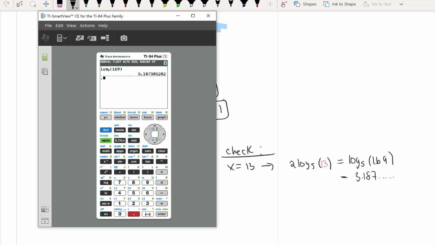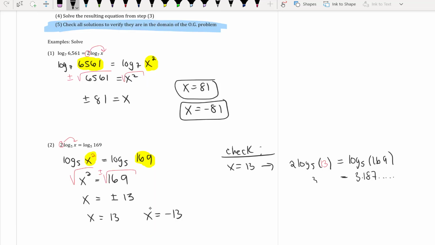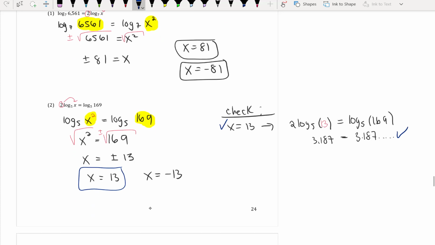So I have 2 times log base 5 of a positive 13. And it's equal to the same decimal, that 3.187. So I know x is equal to a positive 13 checks out. That's perfect. Now let's try this for x is equal to a negative 13.